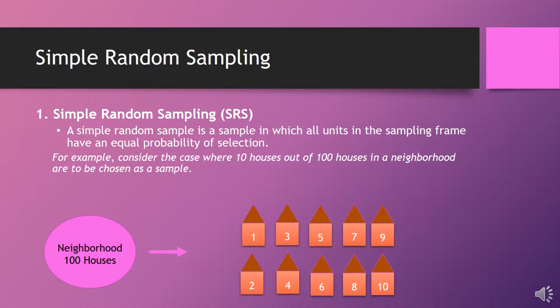A simple random sample is a sample in which all units in the sampling frame have an equal probability of selection. For example, consider the case where 10 out of 100 houses in a neighborhood are to be chosen as a sample. The number of each house is written on pieces of paper. All of the 100 pieces are placed in a basket, and one randomly chooses 10 different pieces of paper from the basket. The chosen 10 numbers will be considered a random sample.